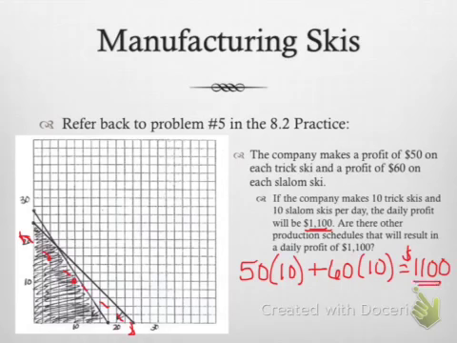So you can see that there's a good part of that line that is within the shaded region. So anything along that line within the shaded region would be a combination of trick skis and slalom skis that could be manufactured to get this desired profit.